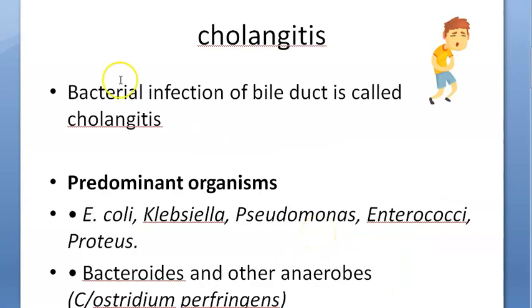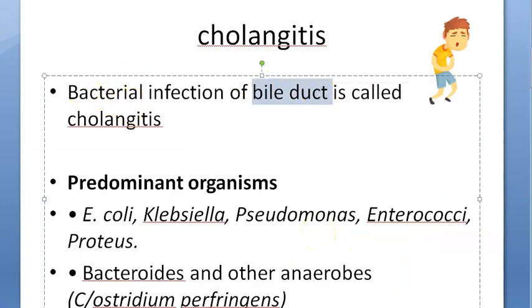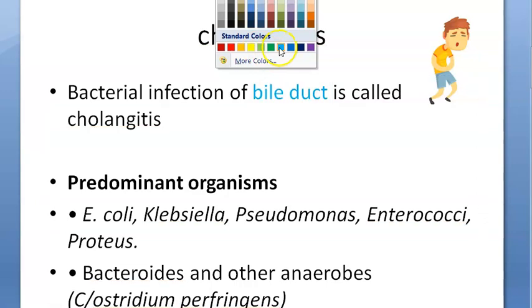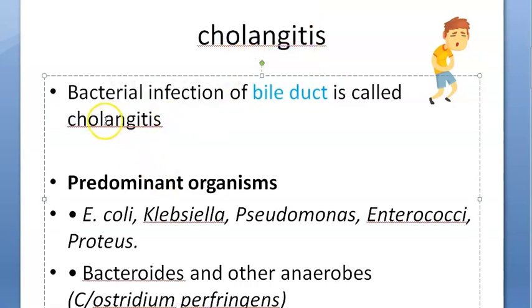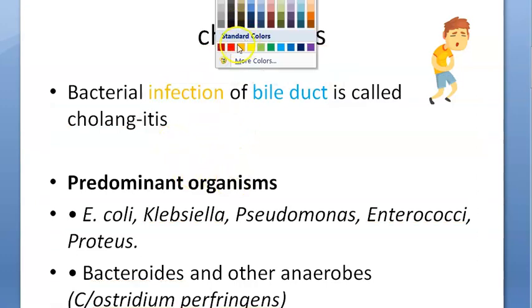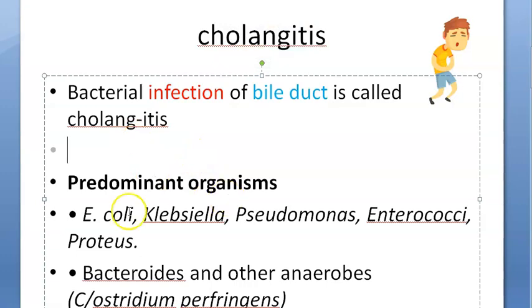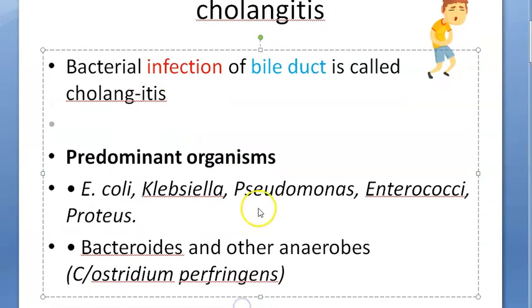What is cholangitis, guys? So it is the bile duct that is infected. What is infected? Bile duct. Bacterial infection is cholangitis. Itis is what? Inflammation. Here it is because of infection. So it is infection of the bile duct. It is cholangitis.